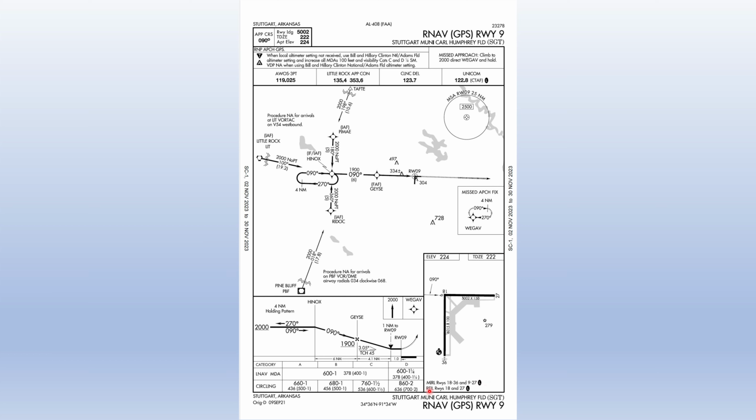It also tells us that there are runway end identifier lights for runway 18 and 27. They're also pilot-controlled in the real world. I don't think those are actually installed in Flight Simulator. They're not there. But that doesn't really matter to us because runway 9 does not have those anyway.